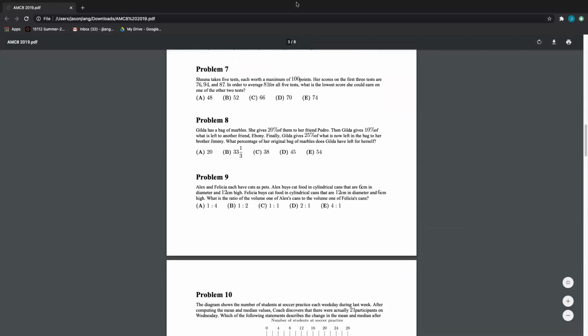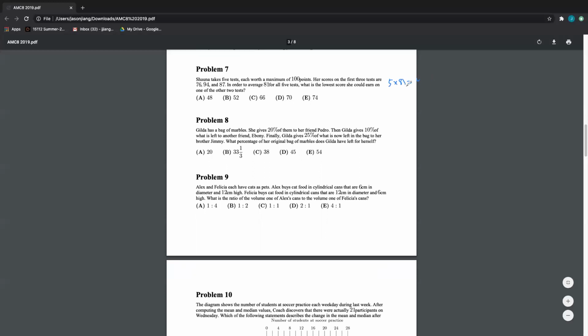Okay, Shauna takes 5 tests, each worth up to 100 points. Her scores are given 76, 94, and 87. In order to average 81 over 5 tests, we want to know the lowest score she can earn on one of the other 2 tests. So if she's going to average 81 over 5 tests, we know that her total must be 5 times 81.